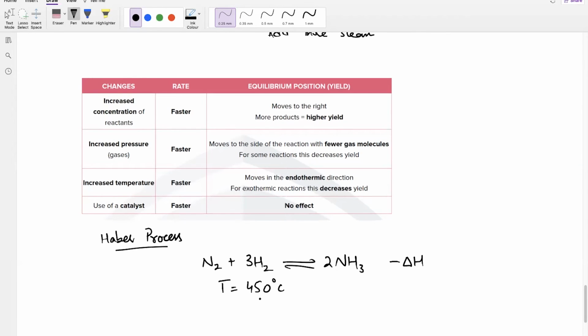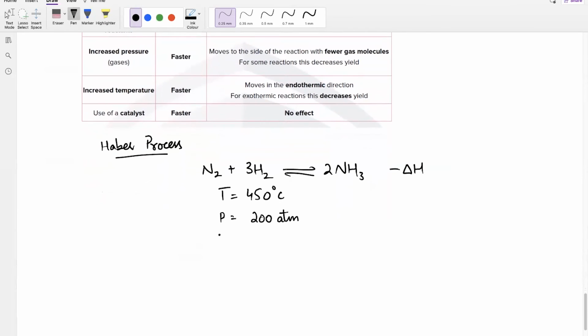Temperature is 450 degrees Celsius. Now there is some range acceptable. You can say 400, you can say 500, but you won't say 200. Although in some mark schemes, even 200 is acceptable, but 450 is a good choice. Similarly, for pressure, pressure is 200 atmospheric pressure, or you can say 250, or you can say 220, anywhere around it. Similarly, catalyst is iron. So you need to provide iron catalyst for this reaction to occur.